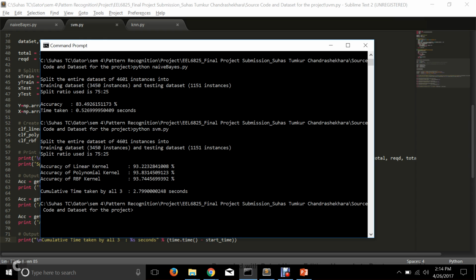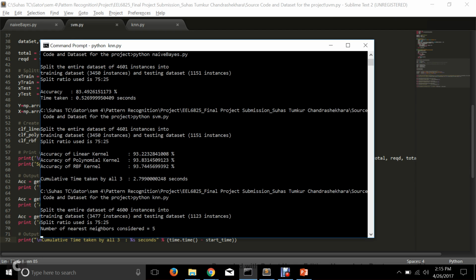Now let's go ahead and execute the final algorithm that I've implemented, that is KNN. Here also I have made use of the 75-25 ratio for the training and testing data sets. And for this particular run of the algorithm, I have considered the case of k equal to 5. The nearest neighbors considered is equal to 5.